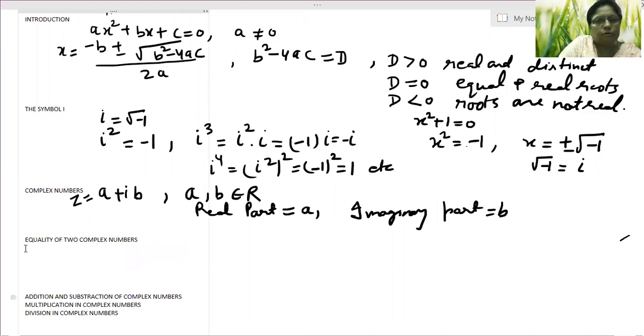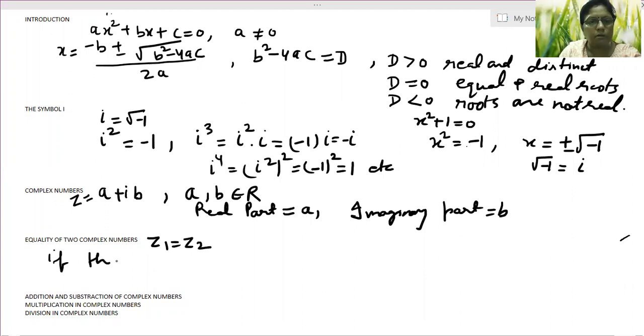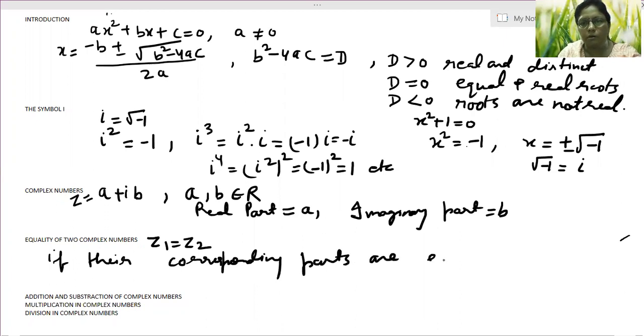Now let us move with the equality of two complex numbers. बच्चों, if you have two complex numbers, z1 is equal to z2 if their corresponding parts are equal. Corresponding parts means their real part as well as their imaginary parts are equal.